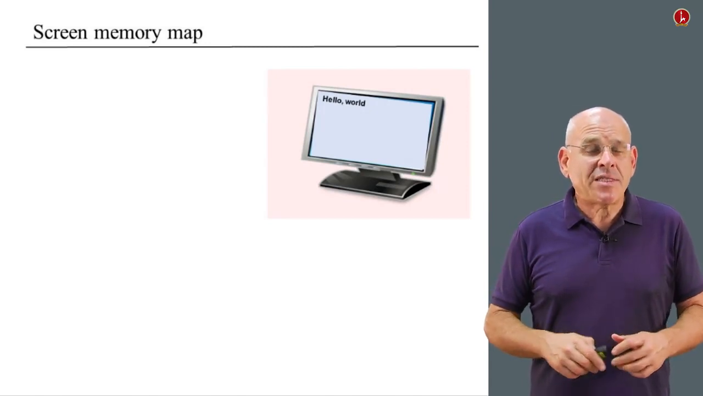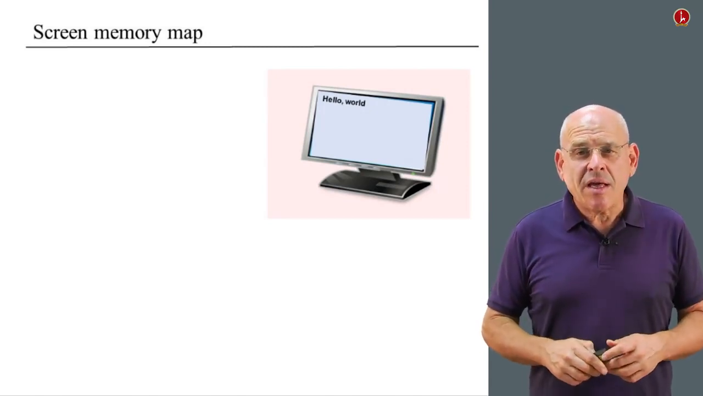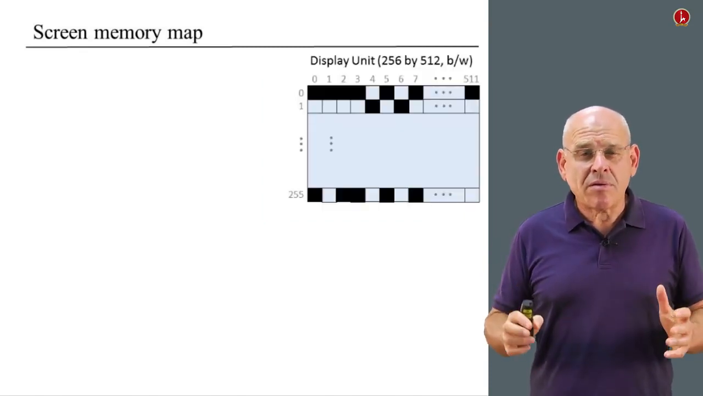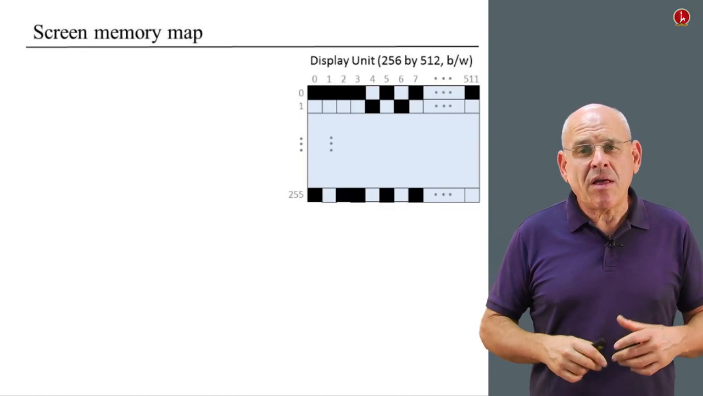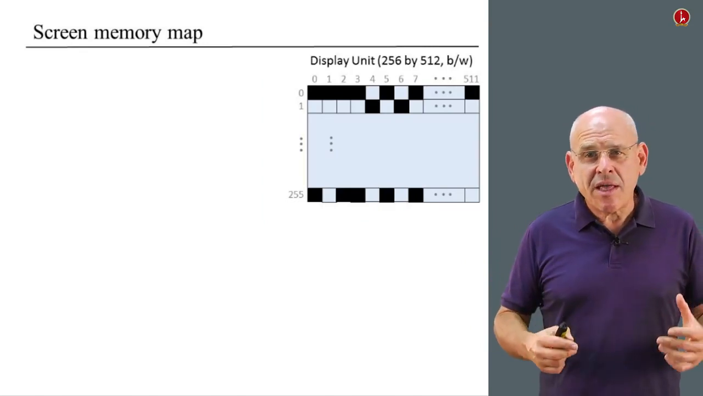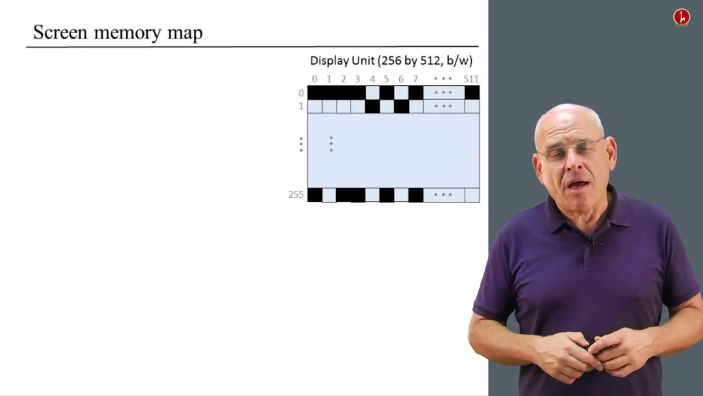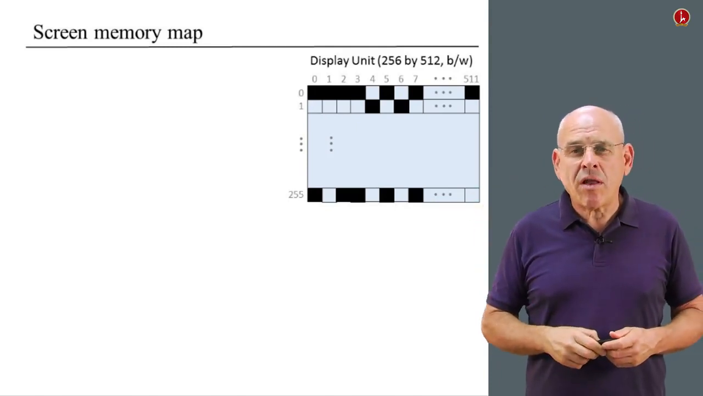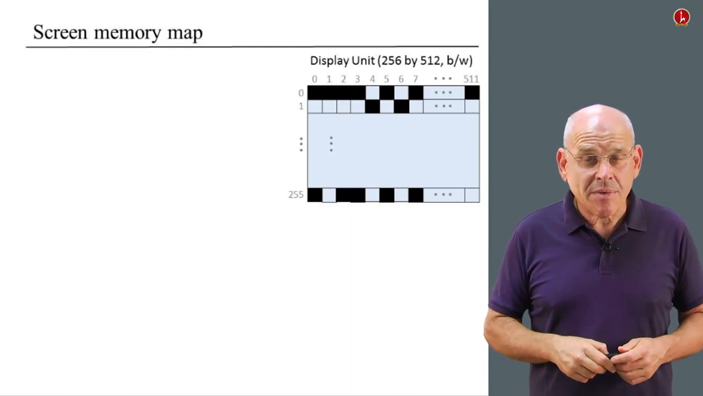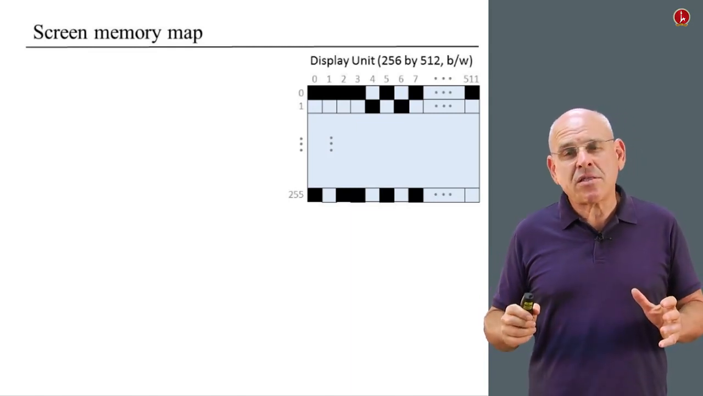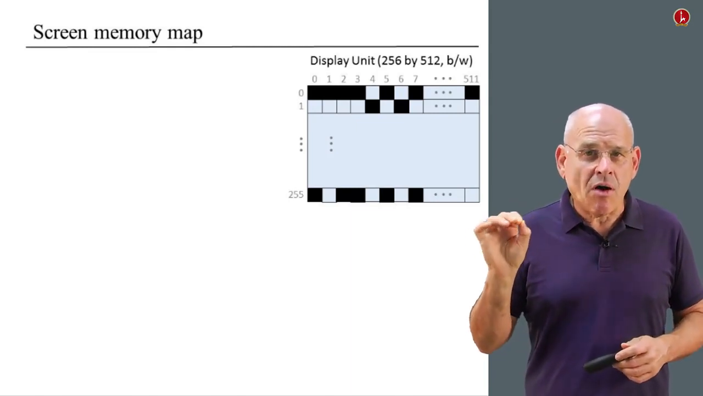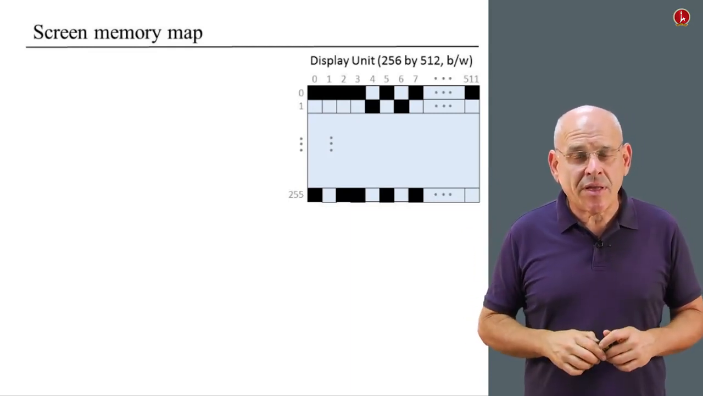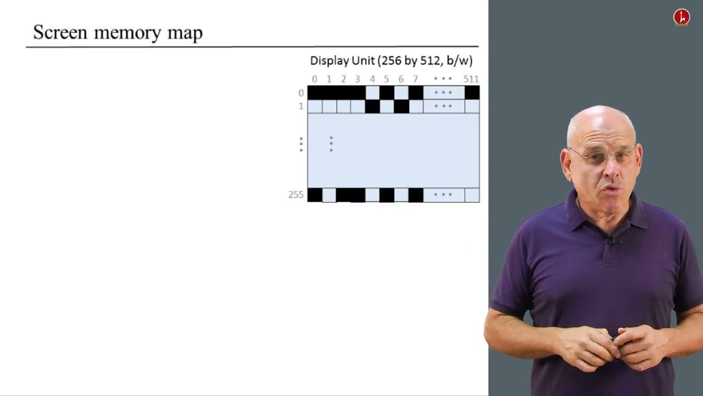But as far as the hack computer is concerned, the display unit is the following abstraction. It's a table or a matrix consisting of 256 rows and 512 columns. And in each intersection of a row and a column, we have what is known as a pixel. This is a black and white screen, so we can either turn the pixel on or we can turn it off. This is the physical display unit that the hack computer assumes.